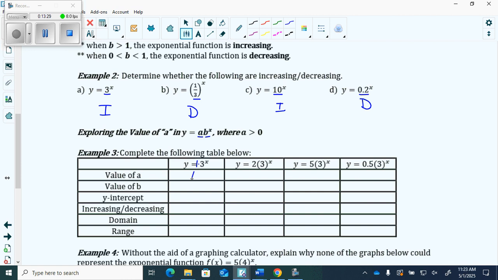What's my a value for this one? 2. What's my a value for this one? What's my a value for this one? 0.